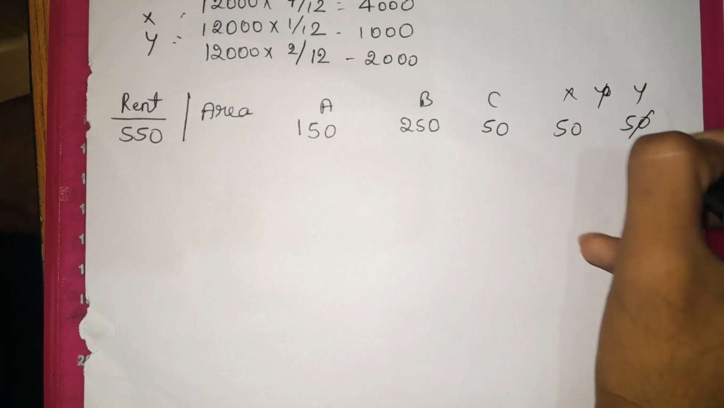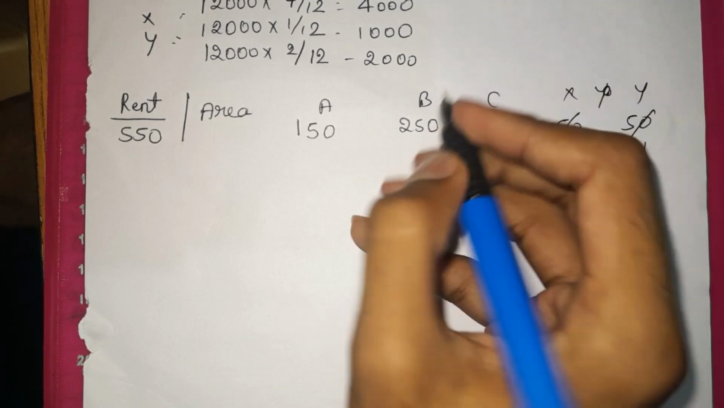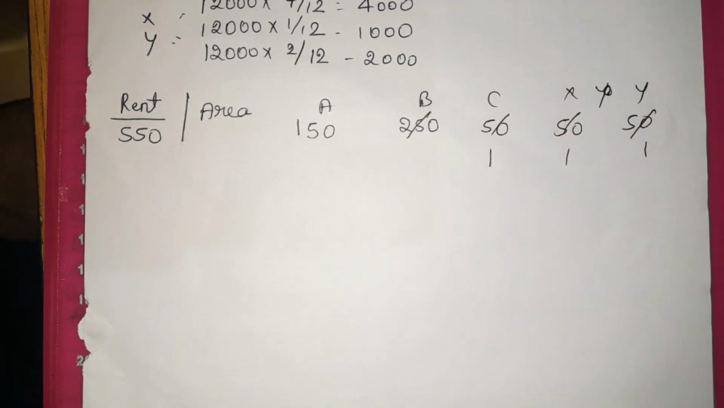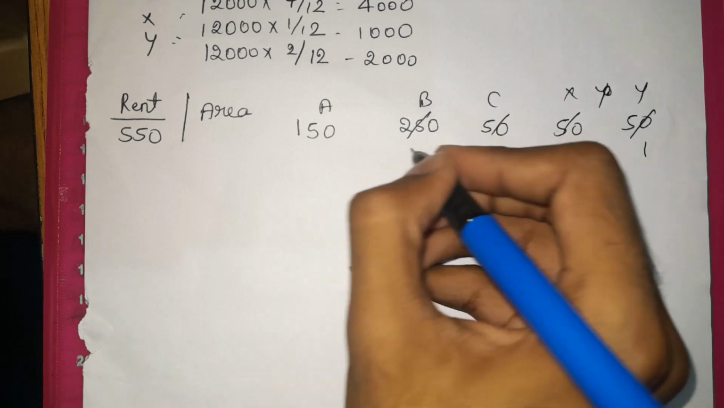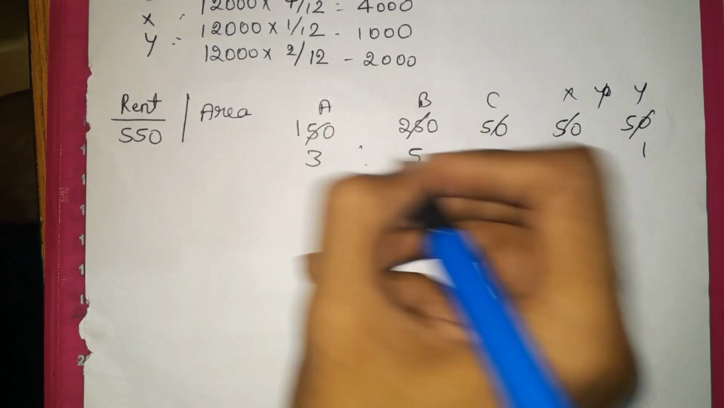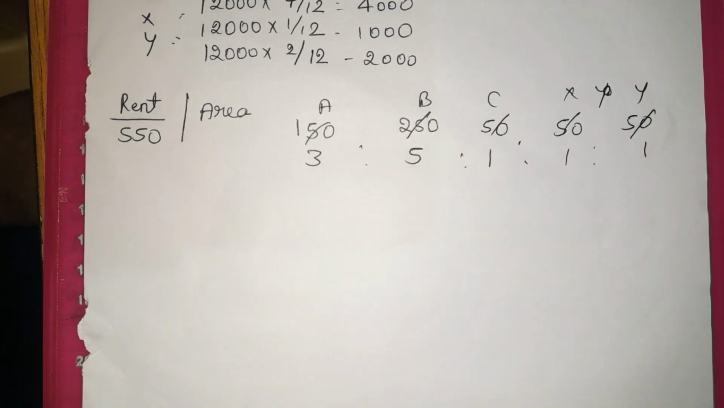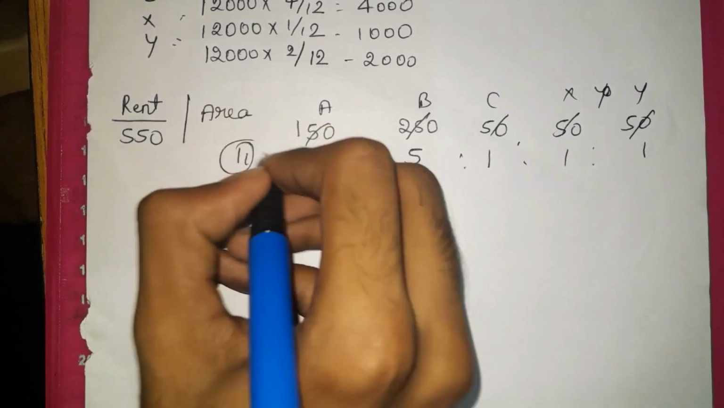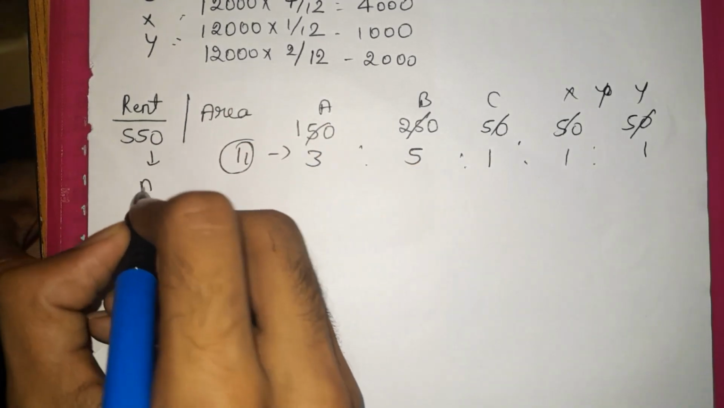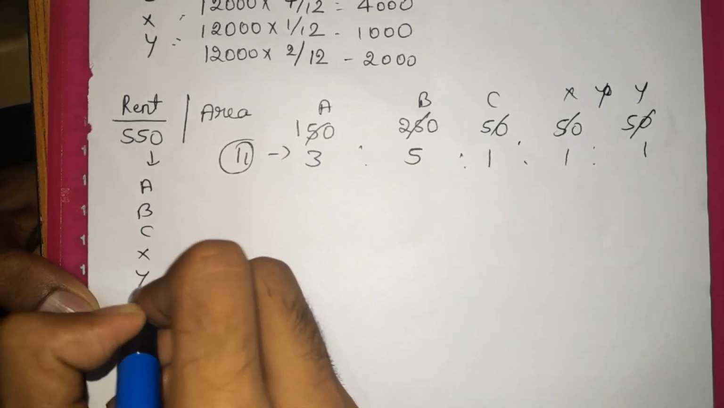Dividing by 50, the ratio will be 3:5:1:1:1. So it will be total 11. So this has to be divided into A, B, C, X and Y.